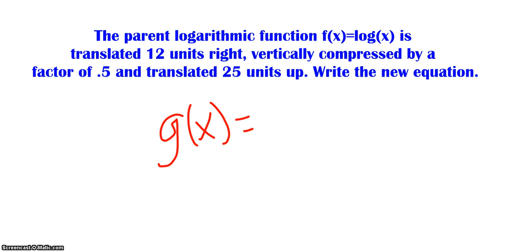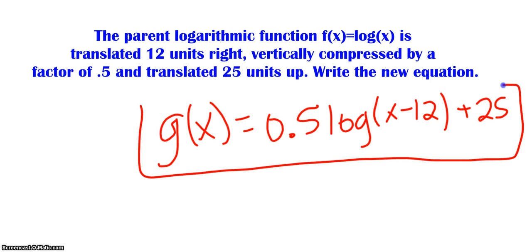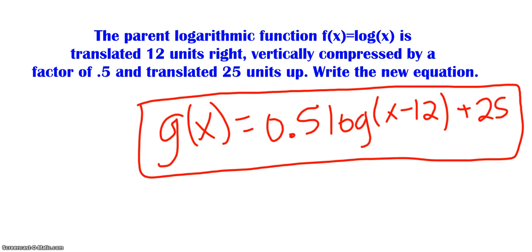The first thing I need to look at is that it's vertically compressed by a factor of a half. So that means I need to have a half on the outside. Then I have my log of, it went 12 units to the right. You think it's going to be x plus 12, but since it's the opposite, it has to be x minus 12. And then it went 25 units up, so plus 25 on the outside, and you are all done. Box your answer. Great. Turn it in.